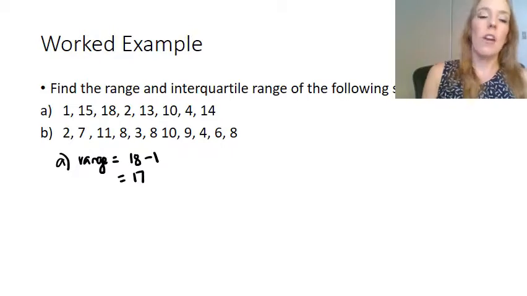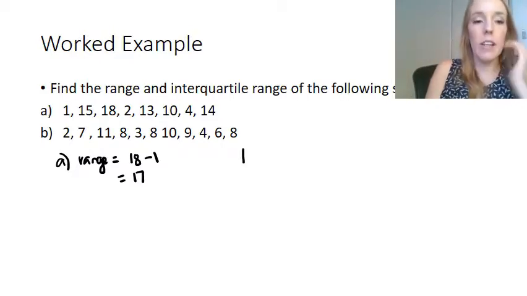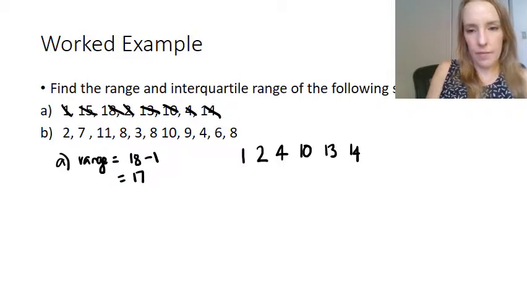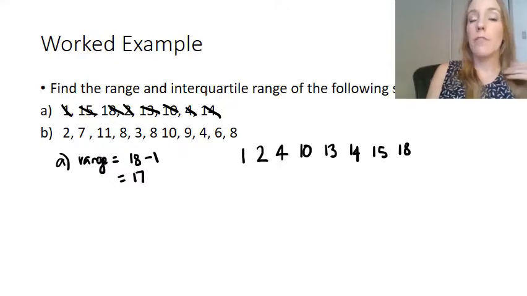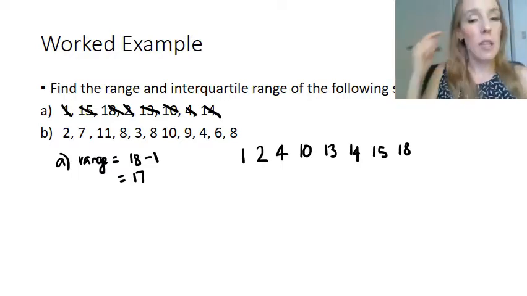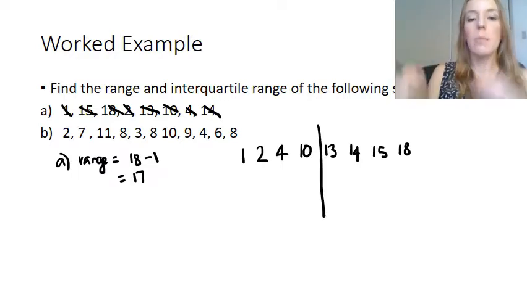Remember the steps for finding the interquartile range. First we had to put them into ascending order. So we have 1, 2, 4, what have we got next? 10 is next. 10, 13, 14, 15, and then 18. Okay, so we've got them in ascending order. Then if there's an odd number, we have to remove the middle one. So 1, 2, 3, 4, 5, 6, 7, 8. That's an even number, so we don't remove any. Then we split them in half, so 4 numbers on either side. Split it down the middle.